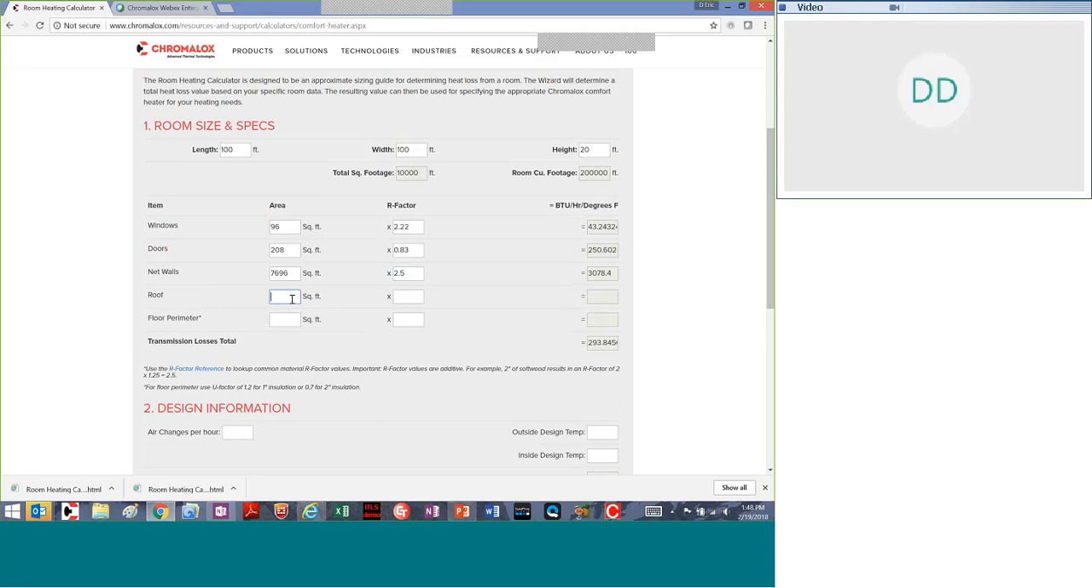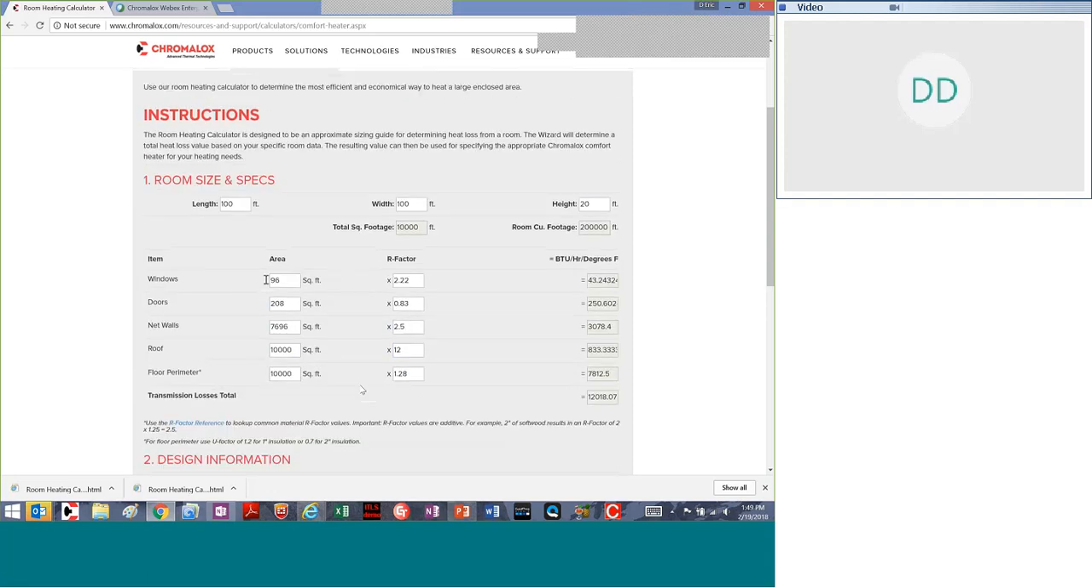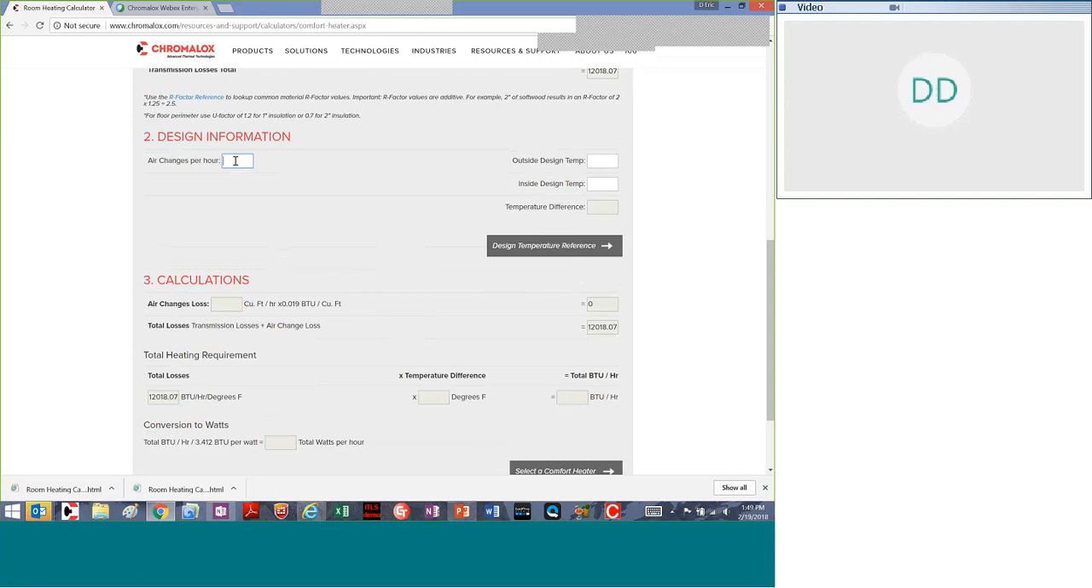You go to roof. That's easy. That's 100 by 100. So we got our square footage, right? 10,000. Same for our floor. And just to speed things along, I did the math. This is a well-insulated roof. It's at 12. A floor slab, 12 inches thick, concrete slab is 1.28. Obviously, again, you've got those factors. And we'll do some room changes of 2.